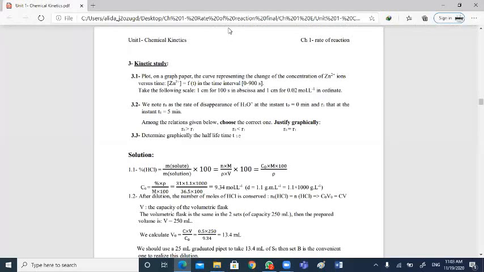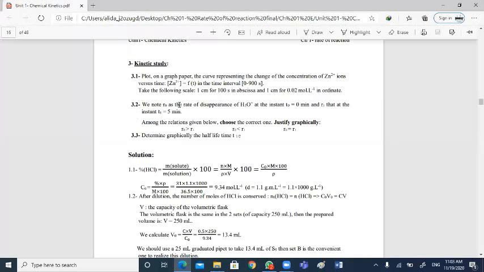Okay. Part C2, we note R0 as the rate of disappearance of H3O+ at the instant t equals 0, and R1 the rate of disappearance of H3O+ at the instant t1 equals 5 minutes. Among the relations given below, choose the correct one, justify graphically. R0 bigger than R1, R0 smaller than R1, R0 equal R1. Which one is the correct choice?